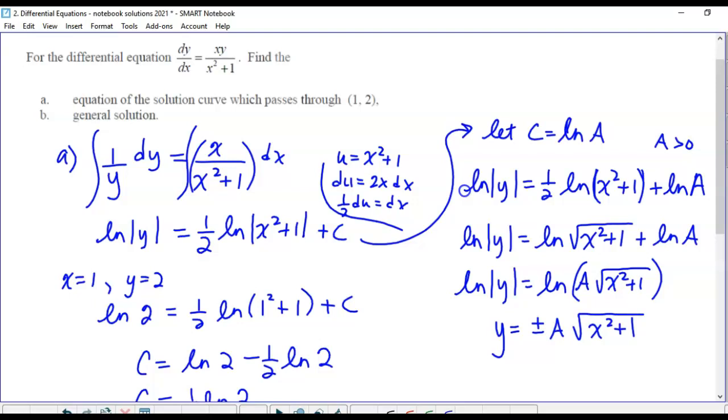Now this coefficient could be positive or negative. So you could actually even replace this with another constant where it's any real number.